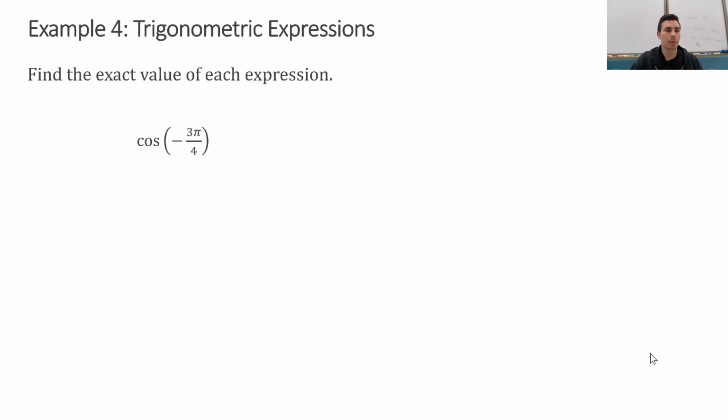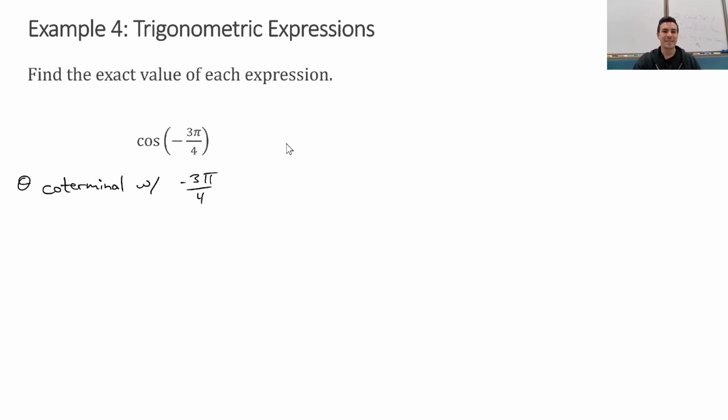All right, last example, we're going to find the exact value of a couple of trig functions using the characteristics of periodic functions. Okay, understanding that cosine and sine are going to be periodic, we can use that to our advantage when we're asked to find, say, the cosine of a value that is not in our unit circle, right? Negative 3 pi over 4, that's not in our unit circle.